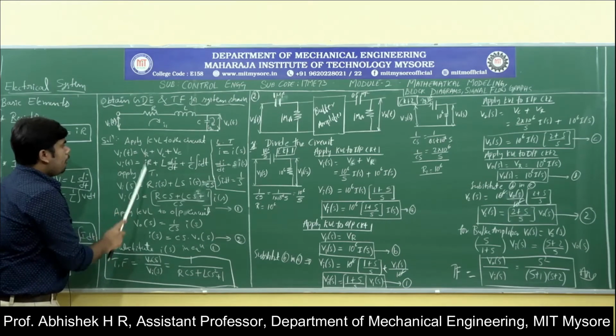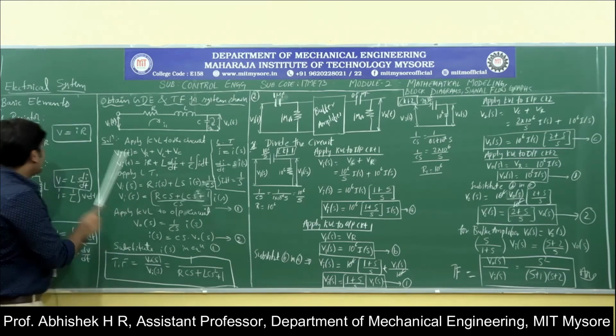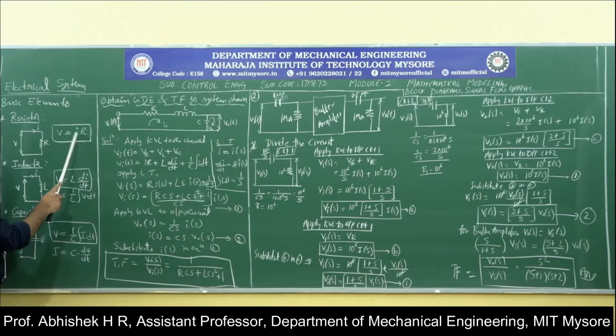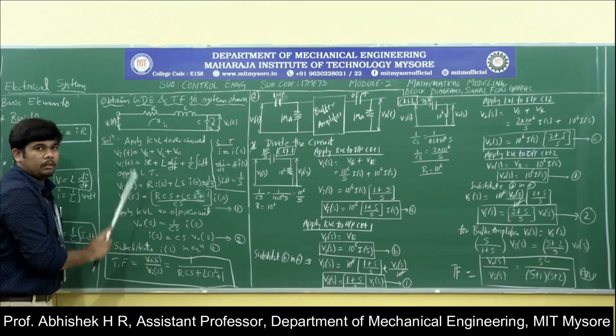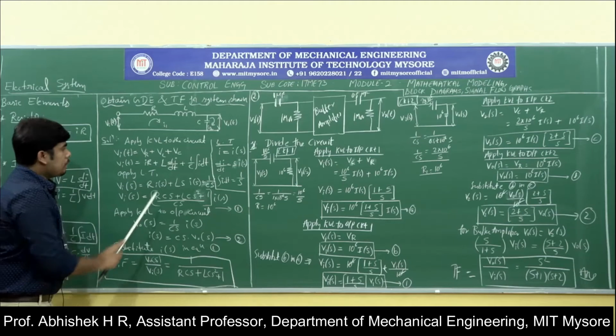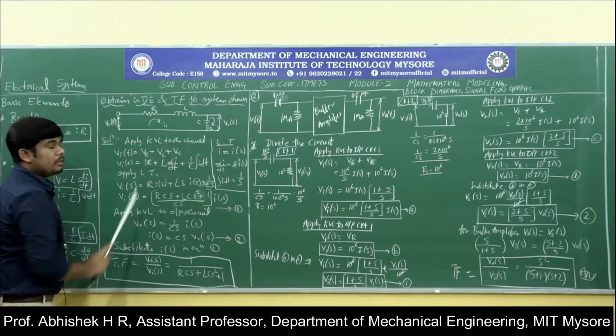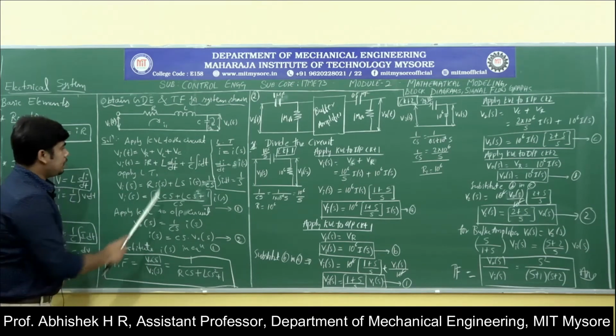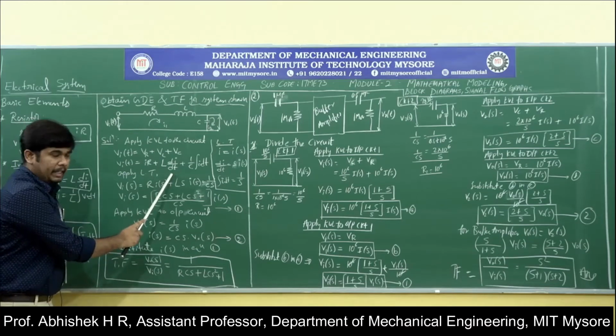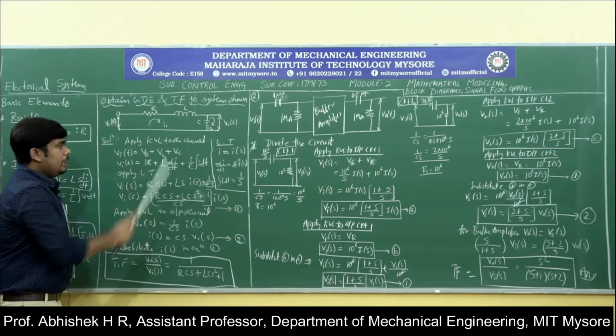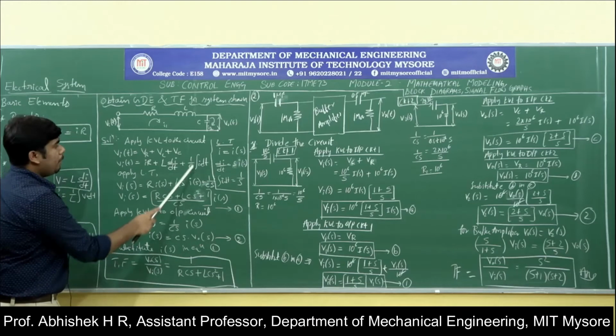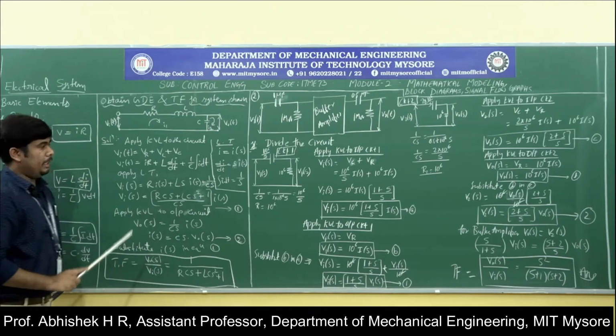The voltage of resistance we already know: V is equal to IR. So I have written IR, current into resistance, plus VL, the voltage of the inductance, which is L into di by dt, plus the voltage of the capacitance, 1 by C integral of I dt.